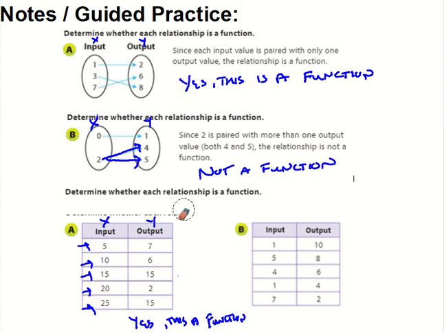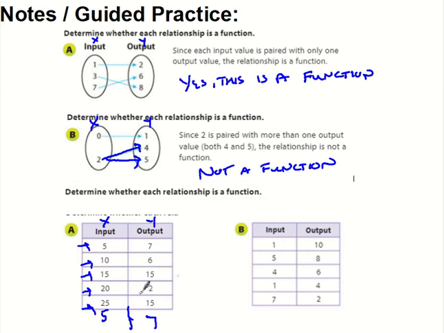Now, real quick though, look at this. Let's say I did have another 5 on here. Let's say 5 was right here. Then I have to look at, well, what's the output for 5? So if 5 was there, that means I input 5 twice. If 7 was my output, this is still a function because every time I input 5, I still went to the same output of 7.